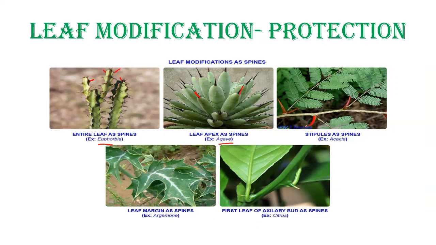In acacia, stipules are modified into spines. In citrus plants, the leaf of the axillary bud becomes a spine. And in argemone, here you can see the leaf blade modified into spines. So this is the leaf modification for protection, spines.